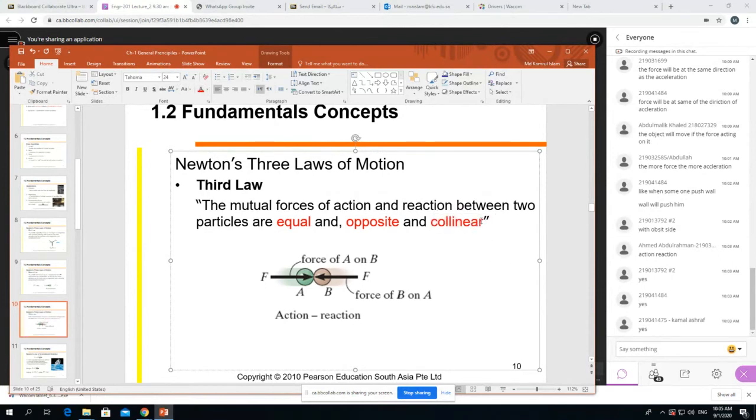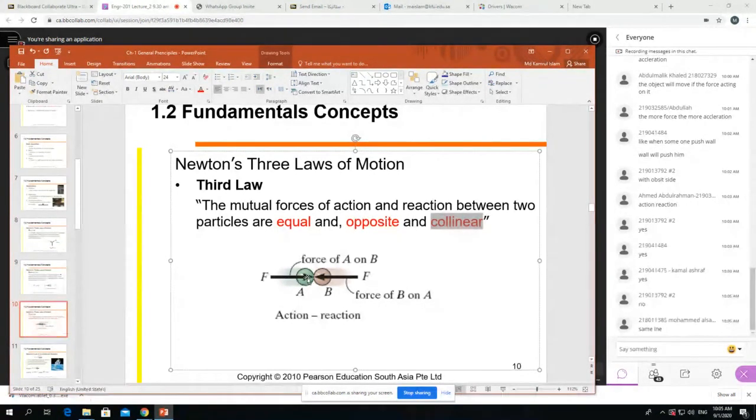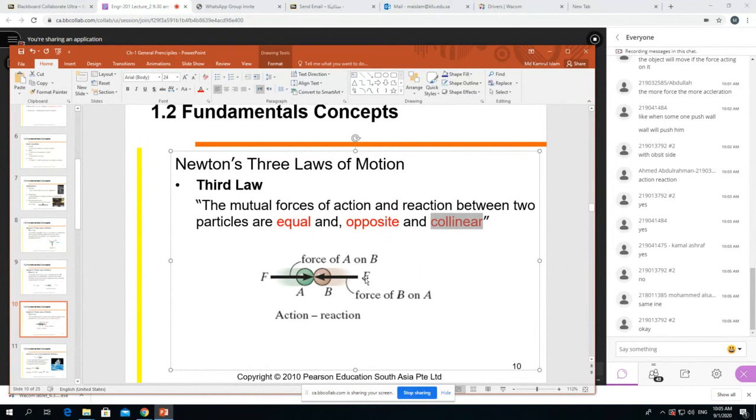Do you understand the meaning of collinear? Can you tell me what collinear is? Someone said in the opposite direction, but linear. Collinear means same line. It's very simple. In the picture you can see it. If a force is working on a body A, then the reaction will be from body B in the opposite direction, with the same magnitude and on the same line.